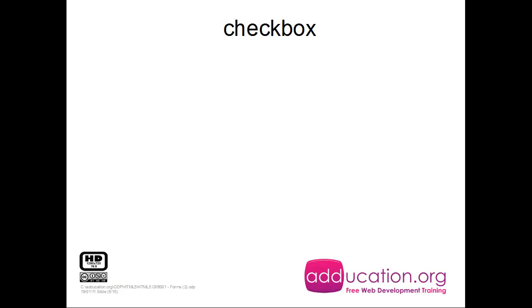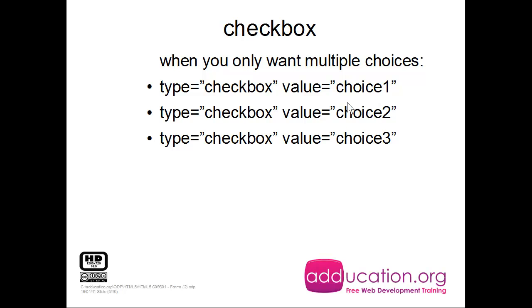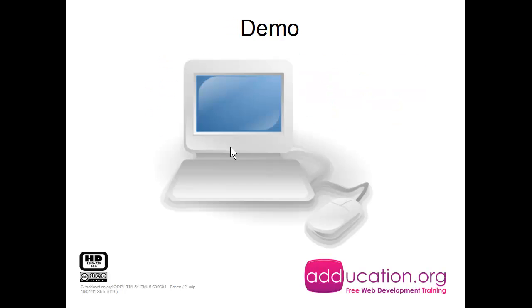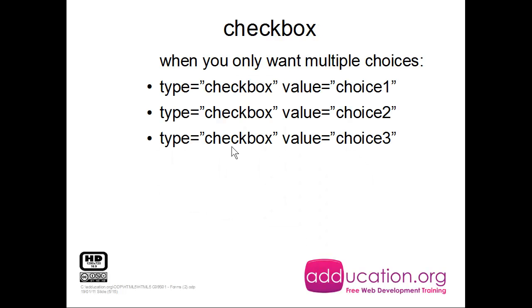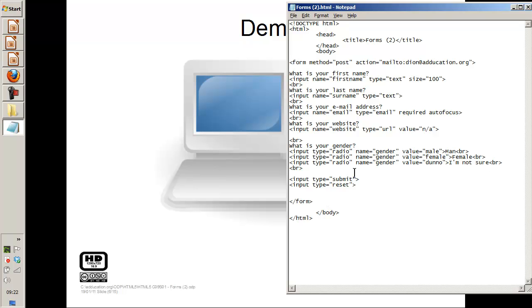Next one is the checkbox, and the checkbox looks like radio buttons, only you can have more options. So when you want multiple choices, when you want the user to choose more, then we do the type equals checkbox and the value. And we have multiple values as well. The user can check this one, check that one, and can check the last one. So multiple choices. How's that going to look like?